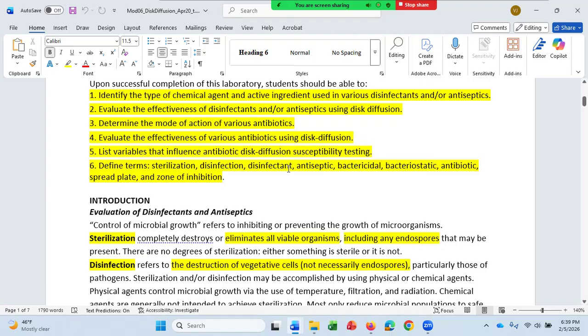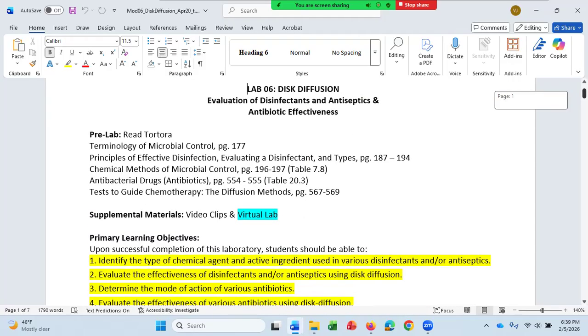And 6, be able to define the terms: what's sterilization, disinfection, a disinfectant, an antiseptic, a bactericidal agent, a bacteriostatic agent, what is an antibiotic, what is the spread plate technique, and what is the zone of inhibition. Any question about what we're going to be doing and covering in this lab?